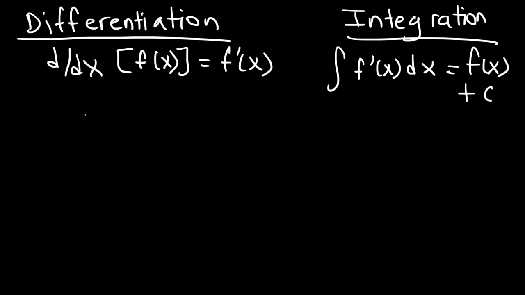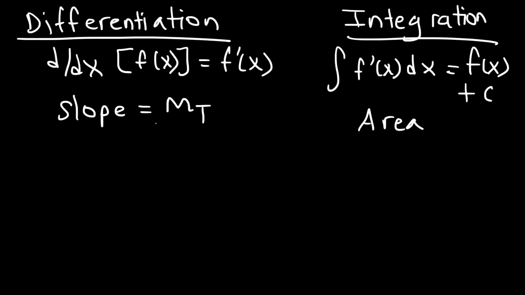Now, when you're differentiating, you can use that to find the slope, and that is the slope of the tangent line. When you're integrating, you're actually finding the area under the curve.